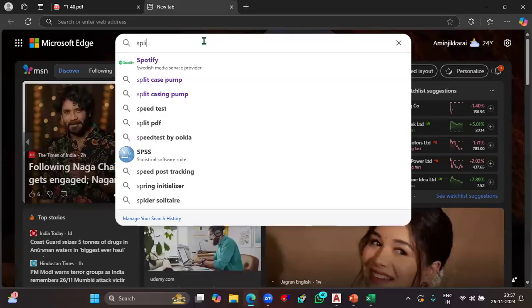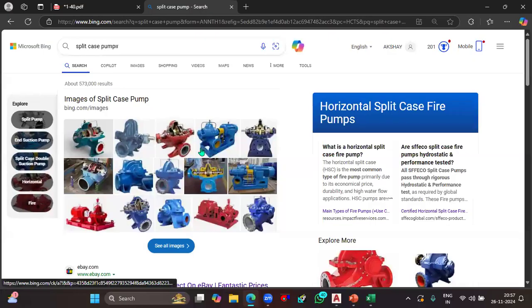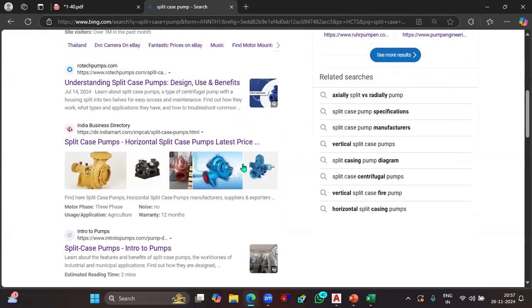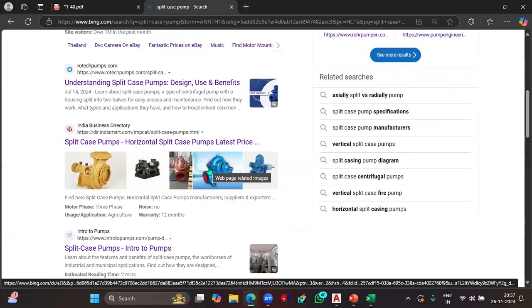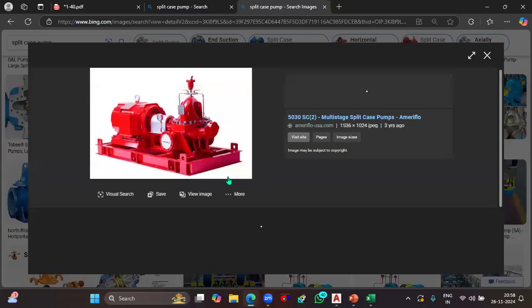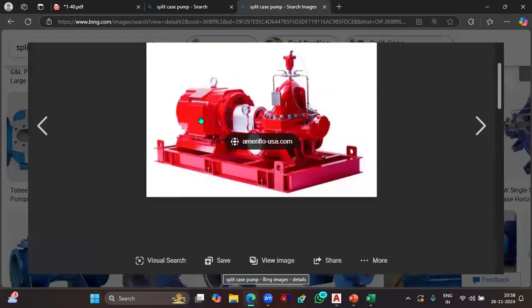So what do you mean by split case pumps? Generally, in split case pumps, the motor is placed at a distance from the impeller itself. Here you can see some arrangements. Yeah, this one you can see now. Actually, this is a multi-case split pump. The motor is placed right here, and this is the impeller side.